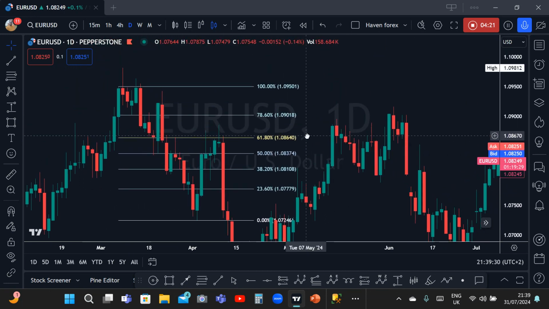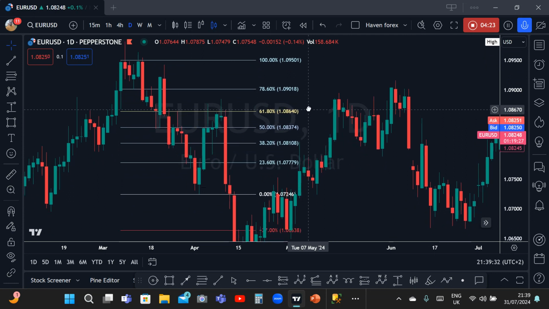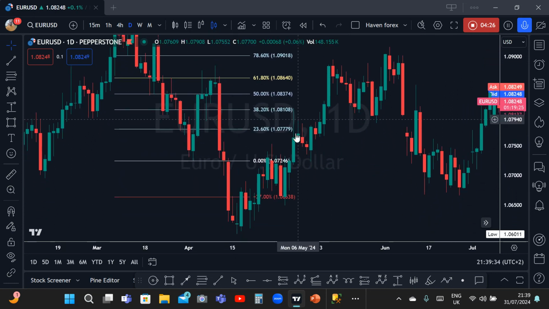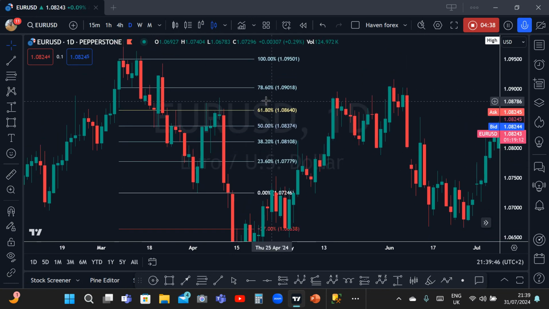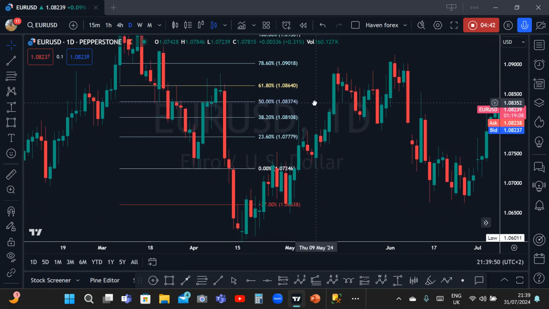So the 0.000%, this one is the lowest point in the chosen price range. It's just the lowest point in the chosen price range. All these are a range, but this is the lowest price of the range.